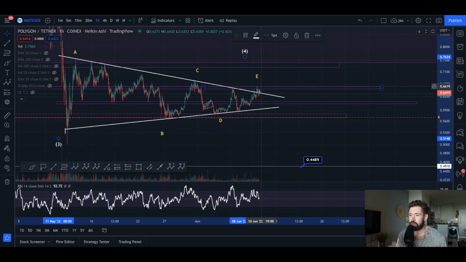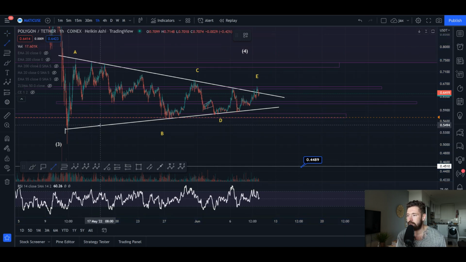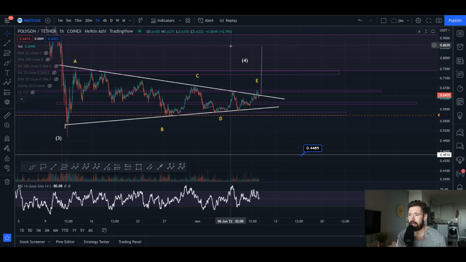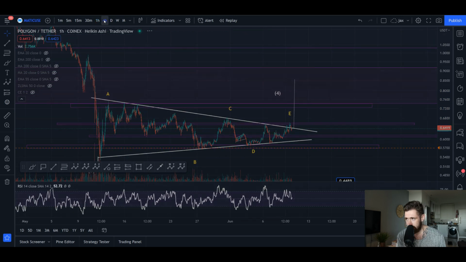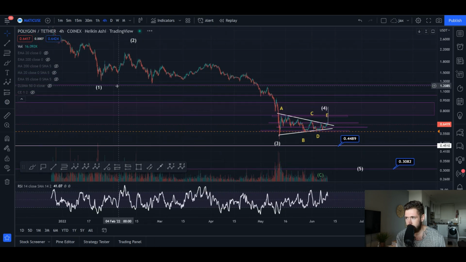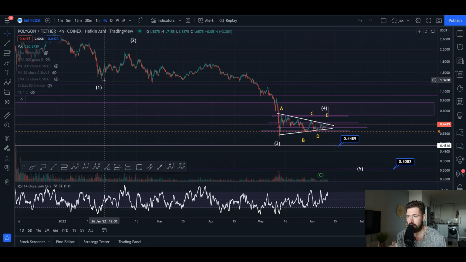So for Matic in the short term, if we break down from this triangle, then we could see that 5-wave structure to bring us down to that 30 to 32 cent price target. And if we do break to the upside, you can measure your symmetrical triangle. Could be looking at a larger corrective wave 4, and that could take you all the way back up to about 85 cents. This structure would not be invalidated unless we came up and broke the low of wave 1, which is currently coming in here at about $1.32.